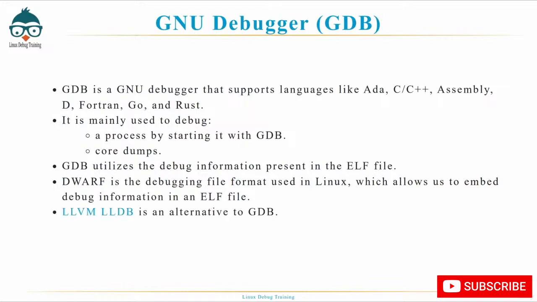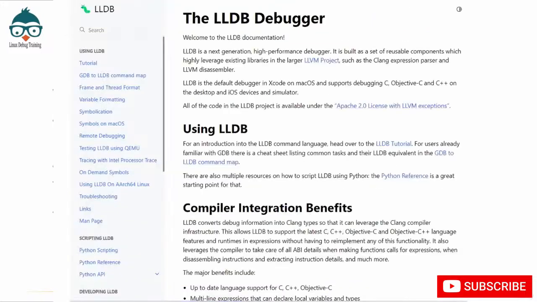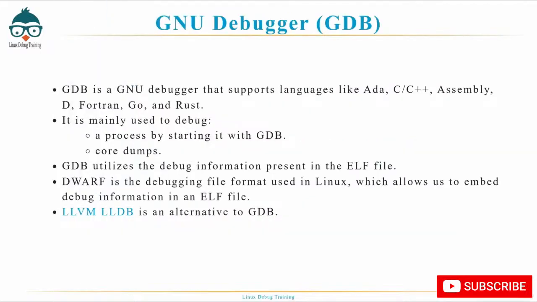LLVM LLDB is an alternative to GDB. It is a next-generation high-performance debugger, and it is built as a set of reusable components which highly leverage existing libraries in the larger LLVM project, such as the Clang expression parser and LLVM disassembler.